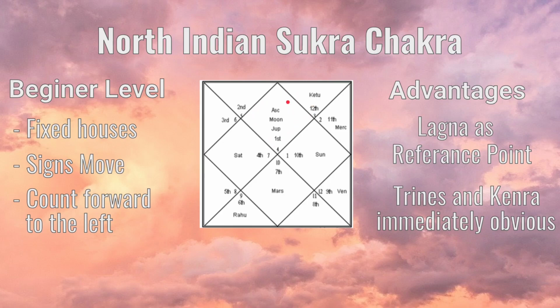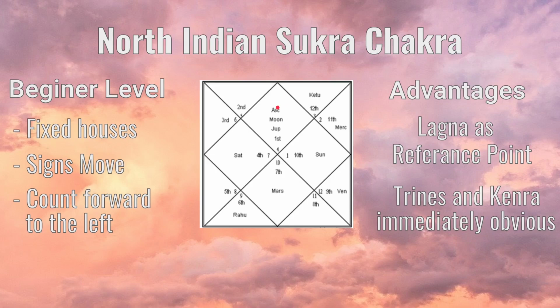So here in Ram's chart, we see that he has Moon and Jupiter in the ascendant in the sign of Cancer. So the signs are always told to us by this little number, which we see a kind of vague 4 here. And that tells us what sign it is. The signs themselves move. They're not fixed. And that's going to be a big difference between the North Indian Chakra and the other two styles.